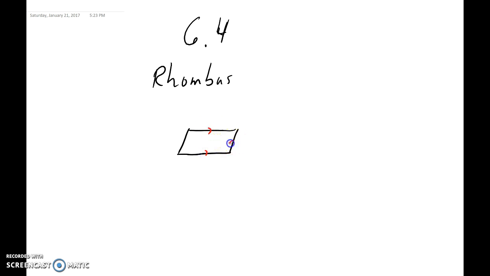So the opposite sides are parallel. The opposite sides are also congruent. Opposite angles are congruent. And the diagonals bisect each other. All right, so they have all those traits plus their own unique ones.